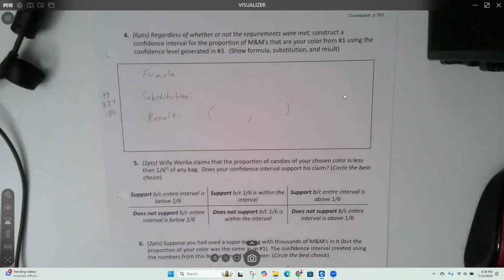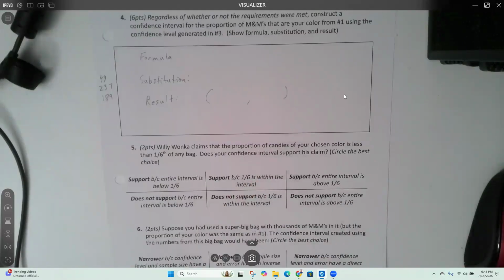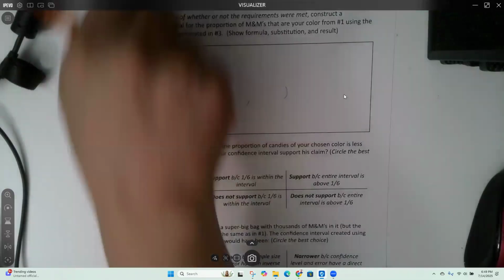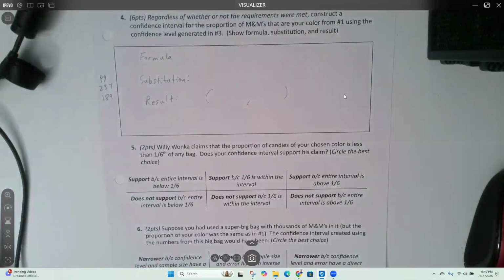Okay, so Willy Wonka comes and he talks to you and he says that the proportion of candies of your chosen color is less than 1/6 for any bag. Okay, so not just yours, for any bag in the world. Which is basically saying that the proportion of yellow candies in the entire world is less than 1/6. There's 6 different colors.